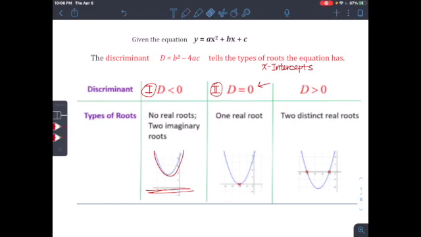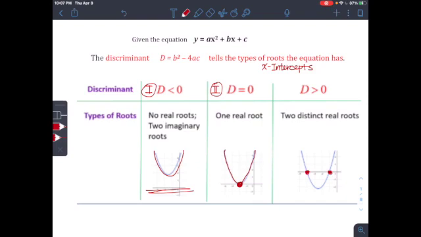What does equal to 0 look like? If you remember, it's like a tulip coming out of the dirt. So you only get one place that touches, one place right here. That is one real root. Then there are two distinct real roots. That means it crosses the x-axis at two places. So those are like the dimples.